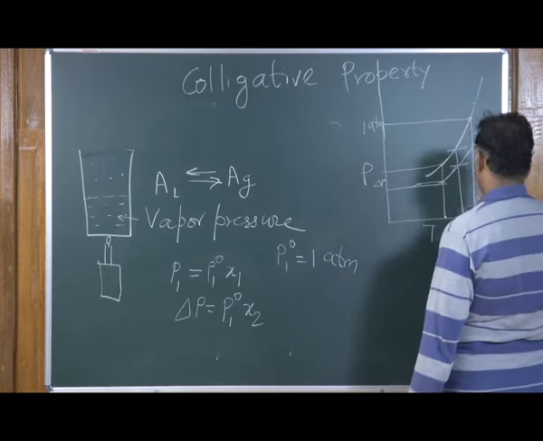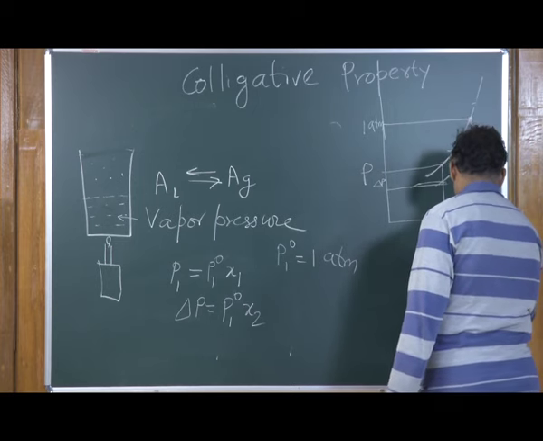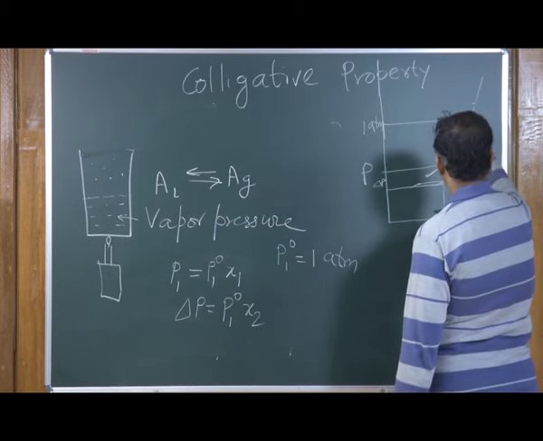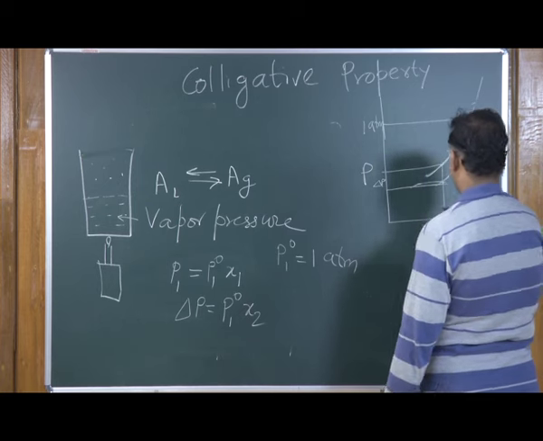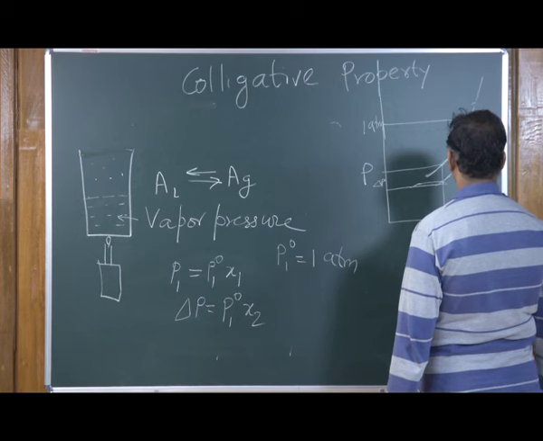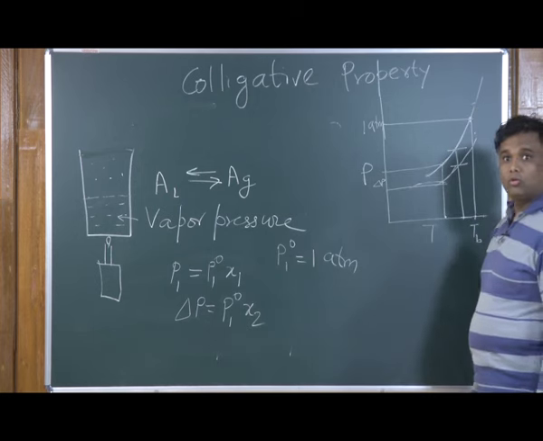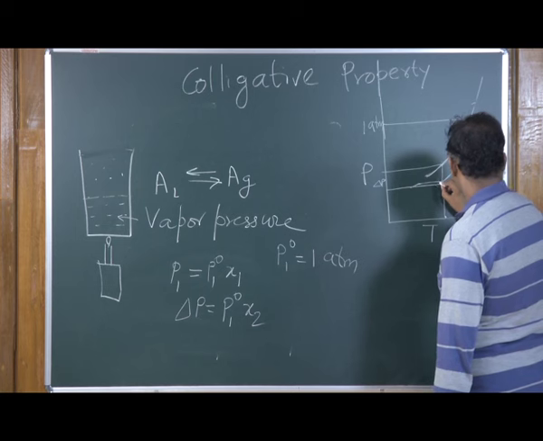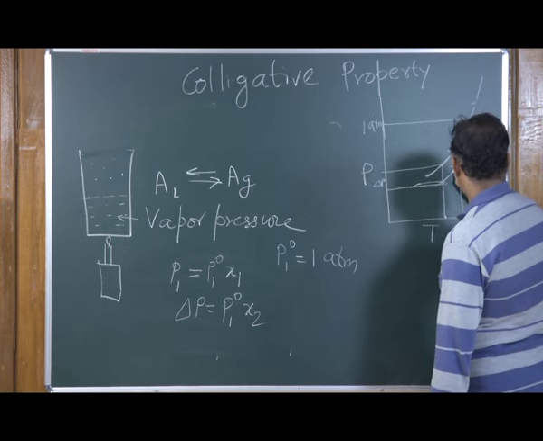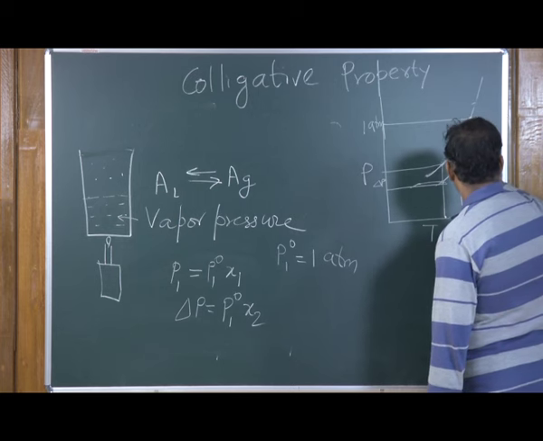This is the vapor pressure at this temperature. This is the normal boiling point, and at this temperature the vapor pressure is 1 atm. Now, what would be the normal boiling point for the solution? The solution curve is this. This is the vapor pressure curve of the solution.